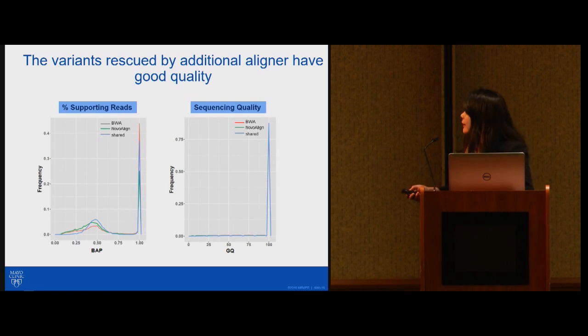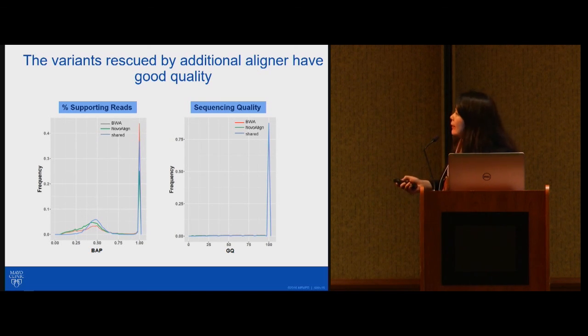The first thing we looked at is B allele proportion, which is the percent of reads that supports the alternative allele. And we compare that across 3 groups of variants: uniquely identified by BWA, by Novoalign, and variants identified by both aligners. Here we see that the 3 groups of variants have very similar distribution. You see a peak at around 0.5 corresponding to heterozygous, and a peak at about 1 corresponding to homozygous alternative. This is what's expected out of a diploid genome, such as a human genome.